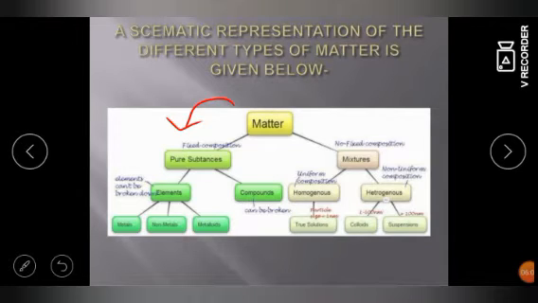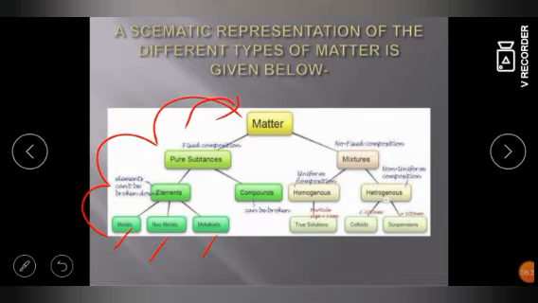Pure substance is further divided into two parts, element and compound. The word element you have heard so many times in chemistry. Element means the smallest part which cannot be broken into anything smaller than that. Elements are of three types: metal, non-metal and metalloid. You studied this in 8th class also. Now I think you can relate. Metals are elements, and an element is a pure substance that makes matter.